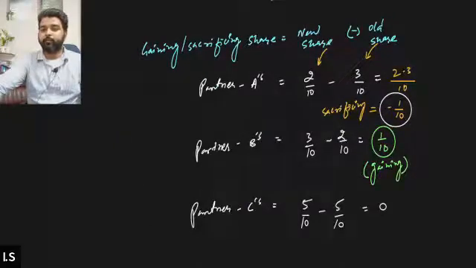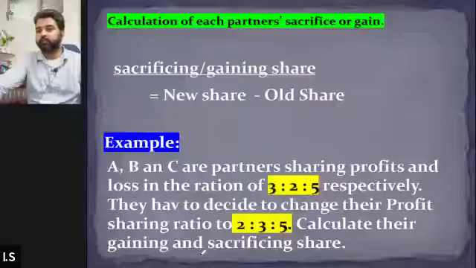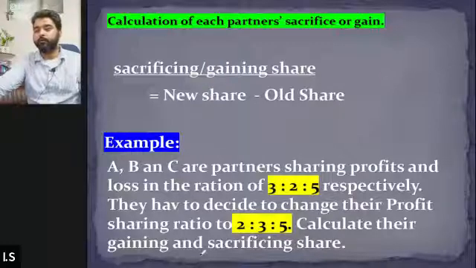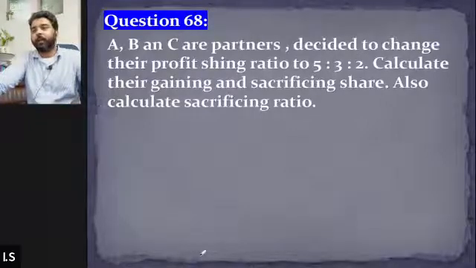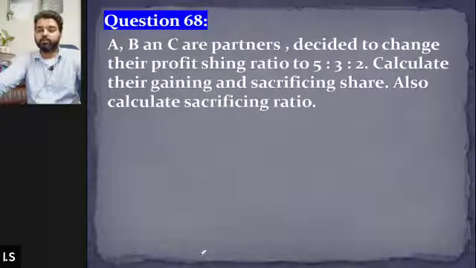We will be doing one more similar question that will make things more clear to you. So we will start with question number 68. This question is saying that A, B, and C, our partners, decided to change their profit sharing ratio to 5:3:2. Calculate their gaining and sacrificing share. Also calculate the sacrificing ratio this time.